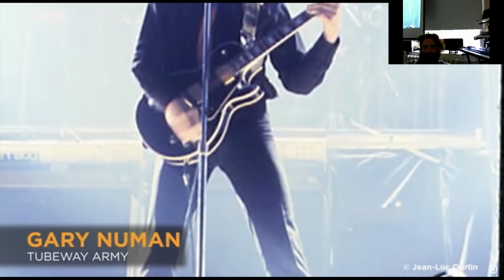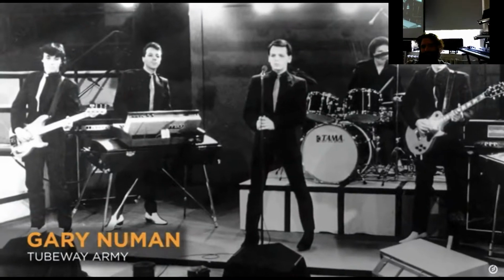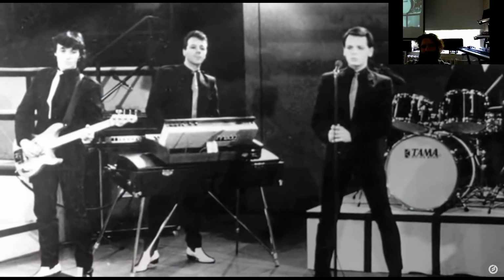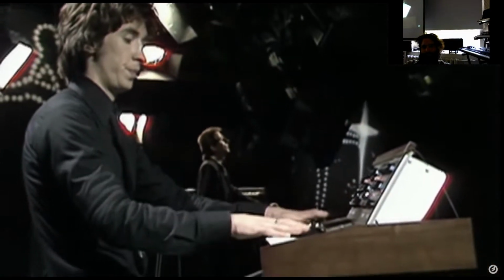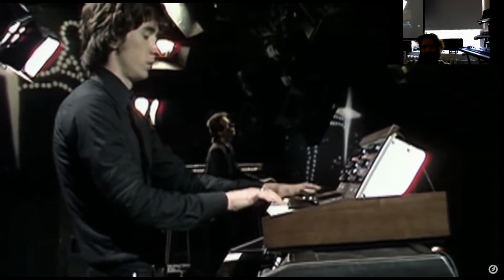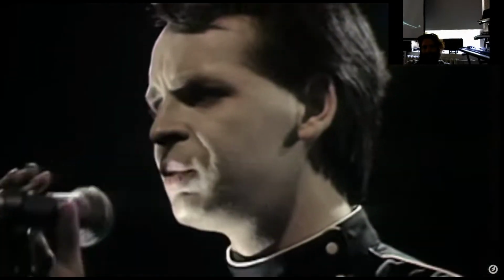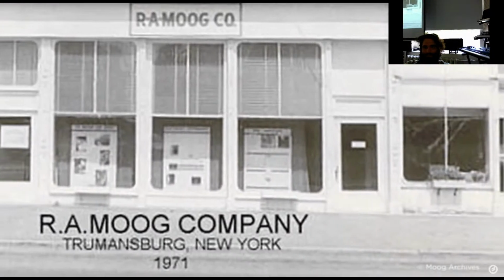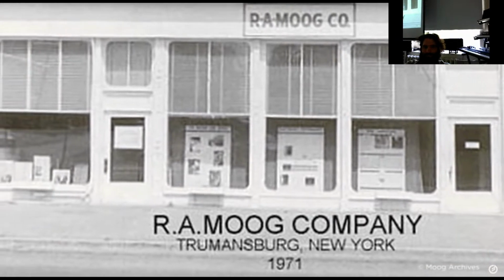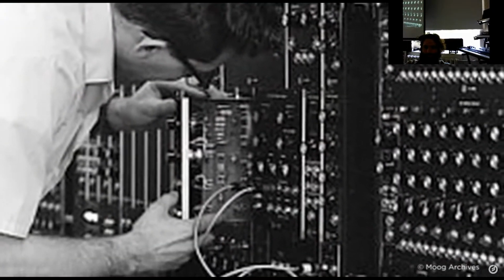And as the decade drew to a close, rock futurists such as Gary Numan opted to feature the Mini Moog and synthesizers like it while stepping completely away from organic instruments entirely. Before it made its way to the stage, however, the Mini Moog found its origins here. On a small main street in the sleepy town of Trumansburg, New York, the future of music was being soldered together one circuit at a time.